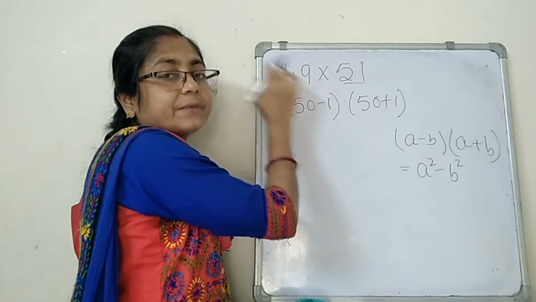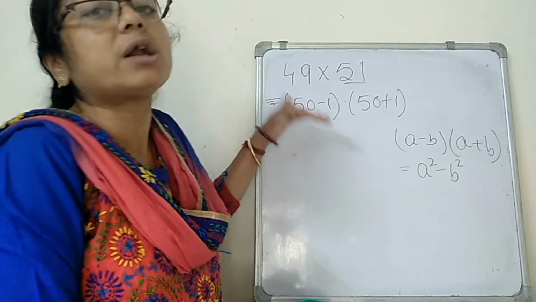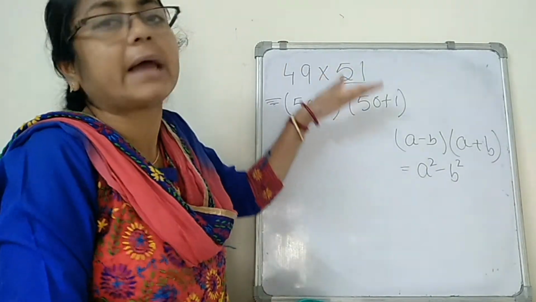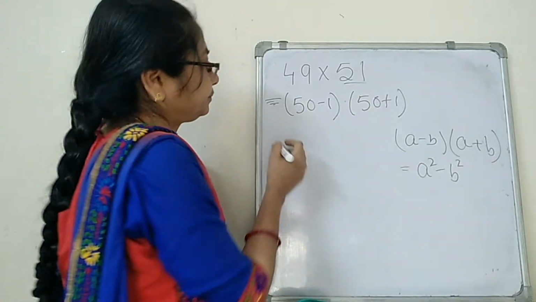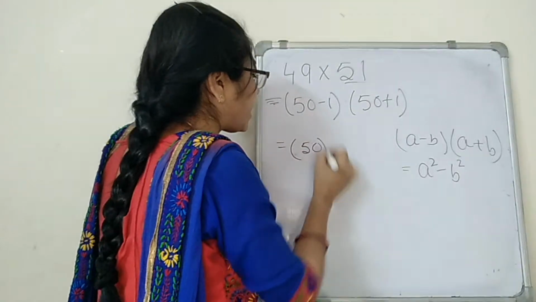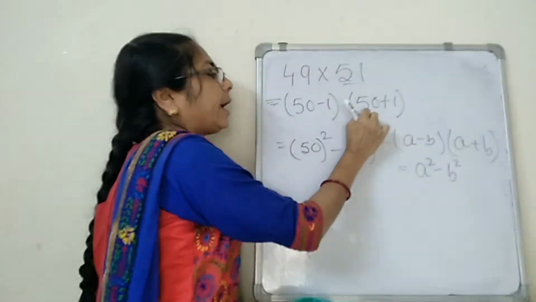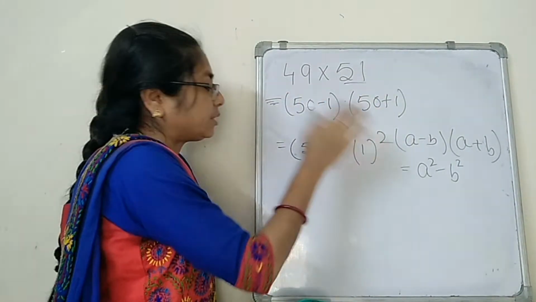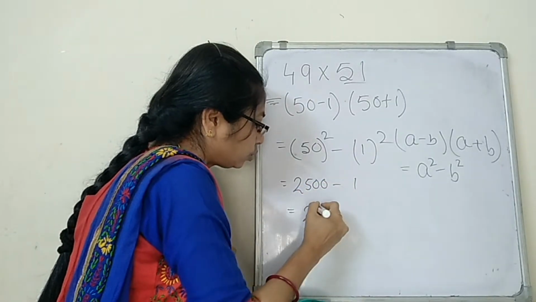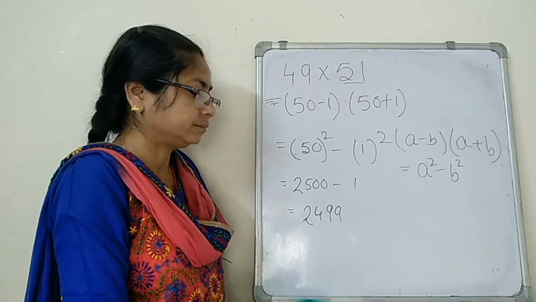Why do I write A minus B? Because 49 is the first number. So, how can I write? It is minus, right? 50 minus 1 I should write here. Not 50 plus 1. So, I write 50 minus 1 and then I write 50 plus 1. Clear? 50 square minus 1 square. A minus B, A plus B. A means 50, B means 1. 2500 minus 1. 2499. Clear?